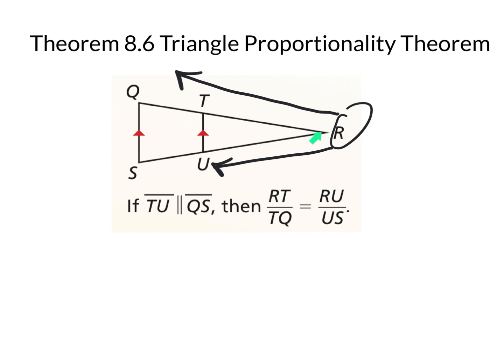So if you look, right here, that proportion they gave me, RT over TQ, what they did is they started at R and they did RT, this one right here, over TQ. All right, and they made a ratio with it. Then the next one, they did the other side. They went RU over US. You have to go the same direction. Start at the same point and go the same direction on these. If not, you can possibly mess it up. All right? So let's do an example.